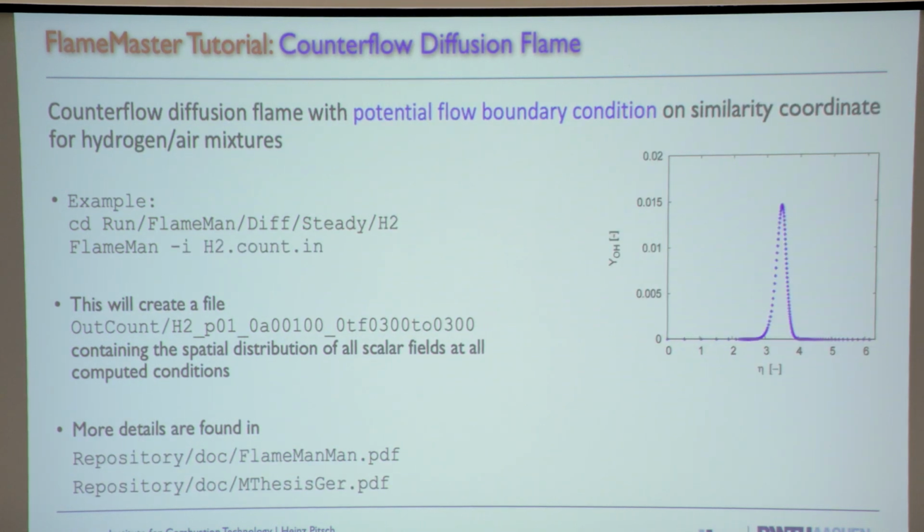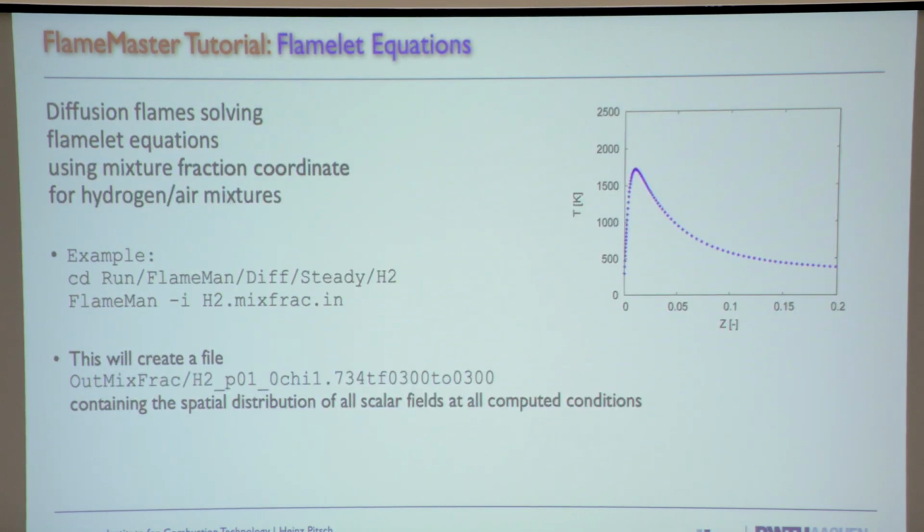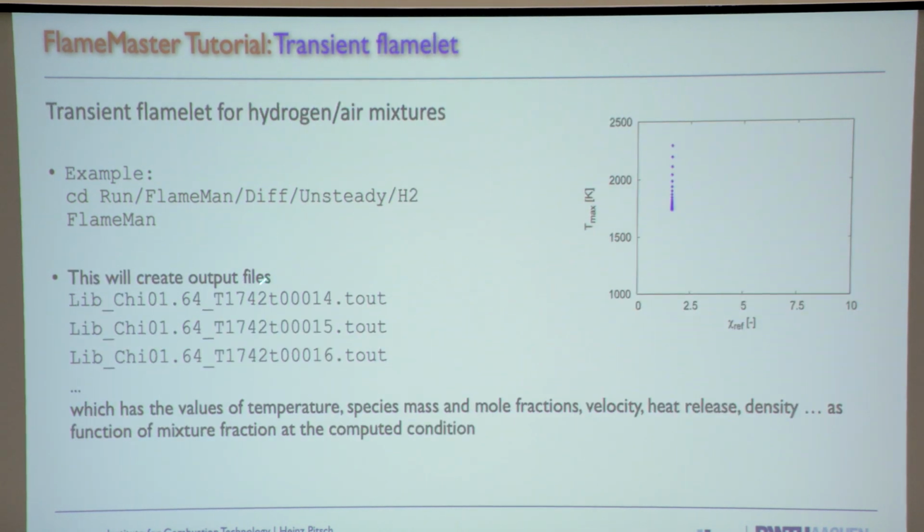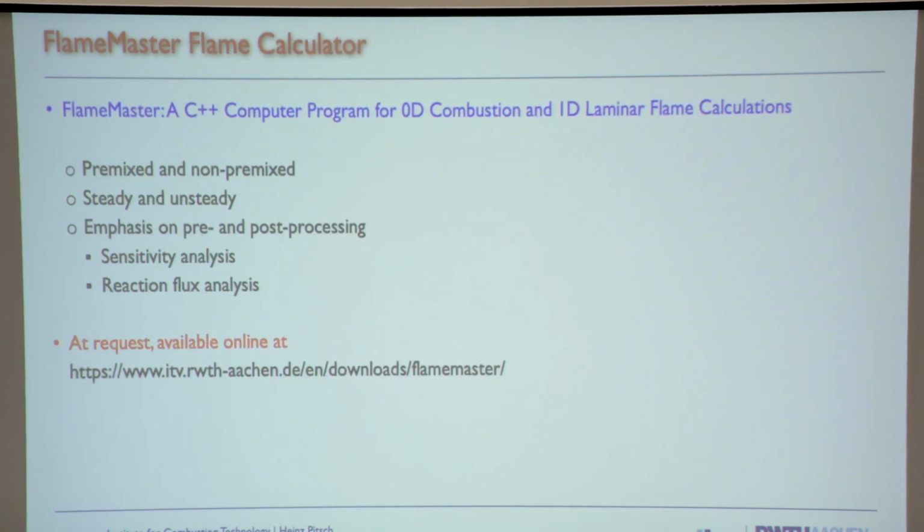Let's see what else is here. Counterflow diffusion flame here for this potential flow boundary condition. And then flamelet equations. We use this for making flamelet libraries. As I said, we can compute this entire S-shaped curve, also with the unstable solutions, which are shown here. And then this here would be transient flamelets, unsteady flamelets. We use these also sometimes for flamelet libraries.